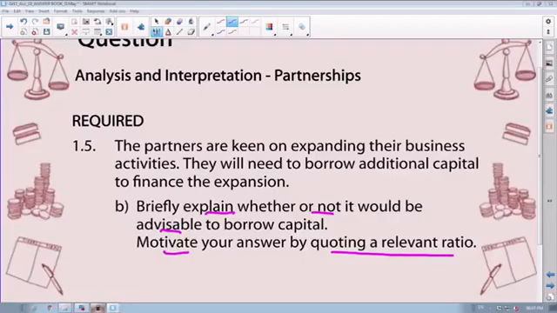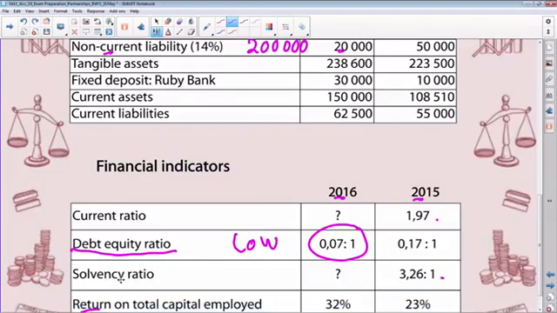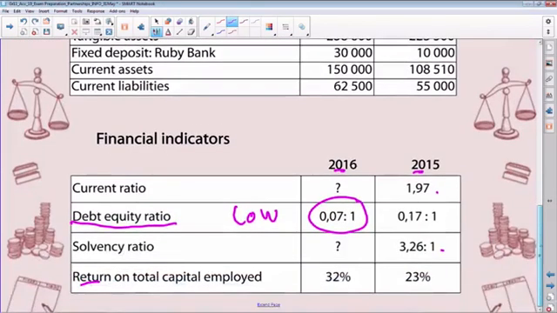Right, so which ratio are we looking at? Which ratio am I talking about? Absolutely right, guys. Return on total capital employed. So let's go to our information sheet and let's see what this ratio is telling us. Right, now return on total capital employed. Remember, this is a ratio that you can abbreviate in the exam. Okay, we've got a return of 23% in 2015.